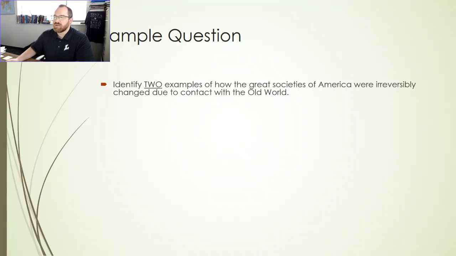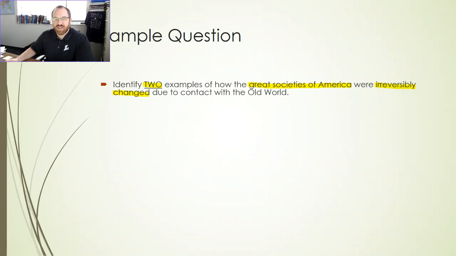Okay. So first off, of course, one of the big ones is to identify two examples. All right, I got to think of two things. Okay, what else do I need to be doing? Okay, the great societies of America. Do I know any of those great societies? Who are they? How they were irreversibly changed.